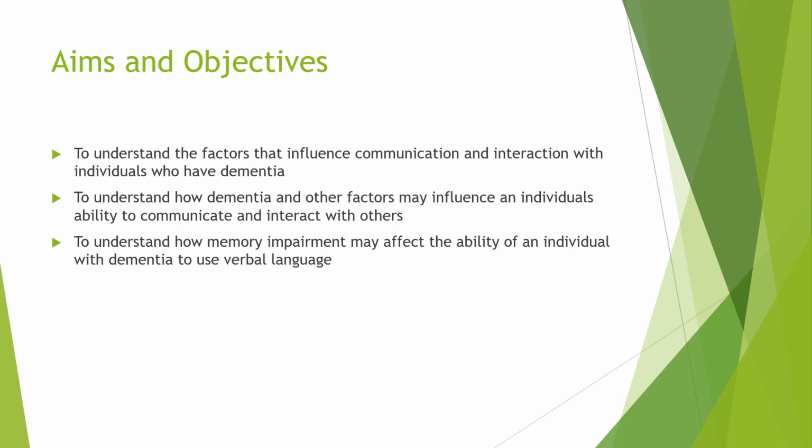And that brings you to the end of this PowerPoint presentation. Let's just run through the aims and objectives again. So now you've completed the session, you should be able to understand the factors that influence communication and interaction with individuals who have dementia. You should be able to understand how dementia and other factors may influence an individual's ability to communicate and interact with others, and you should be able to understand how memory impairment may affect the ability of an individual with dementia to use verbal language.